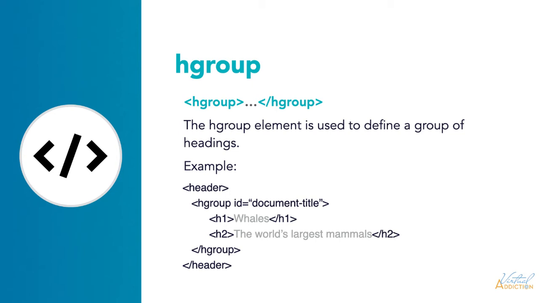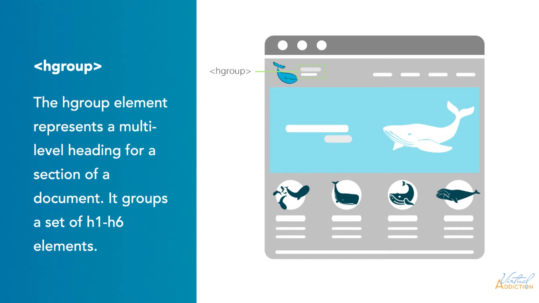Within the header element, you may find an hgroup element. The hgroup element represents a multi-level heading for a section of a document. It groups a set of h1 through h6 elements. The hgroup element allows the primary heading for a document section to be grouped with any secondary headings, such as subheadings or alternative titles. This forms a multi-level heading.